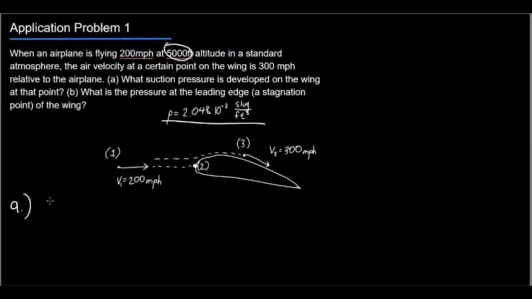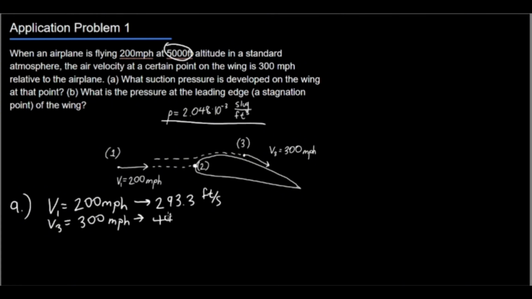And the first step we're going to do is convert V1 from 200 miles per hour into feet per second, which turns out to be 293.3. Otherwise, we'd have some big problems with our units. And then V3, we're going to do the same thing, 300 miles per hour into, coincidentally, 440 flat feet per second.